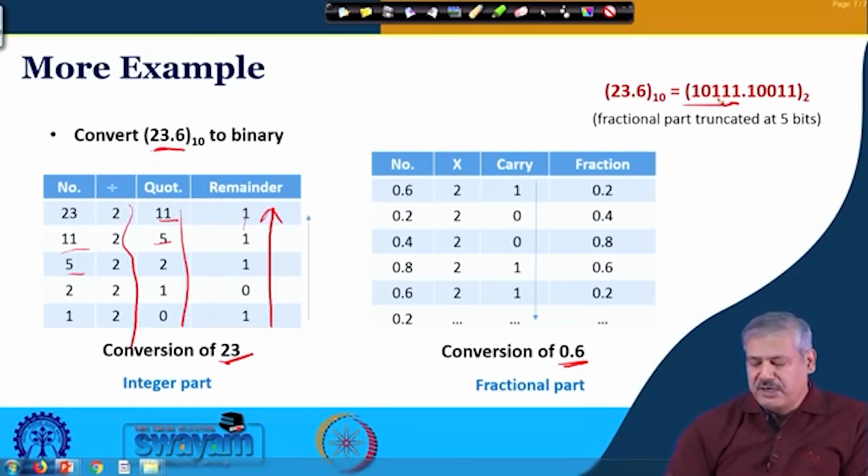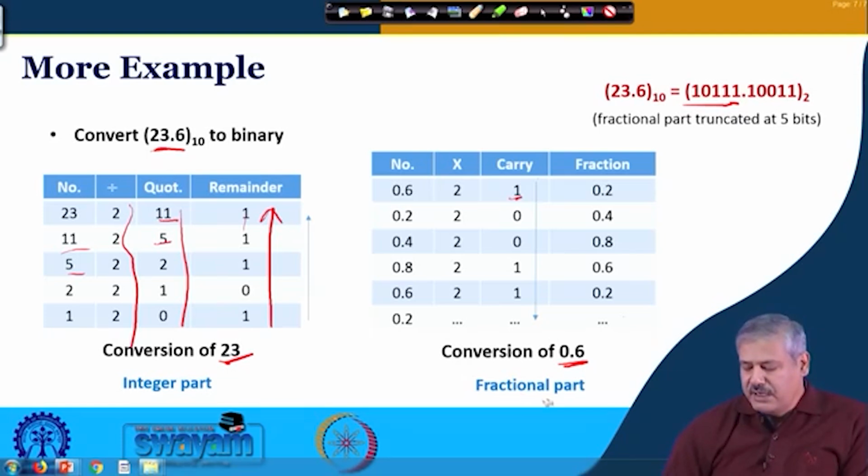And for the fractional part 0.6, we keep on doing the multiplication, and whenever there is a carry, that is, the value becomes more than 1, we note it here, and then we read it from top to bottom. And we see that the fractional part is not becoming 0, so it will go on giving some value. But in practical cases you will need to truncate it because only a finite number of bits are available to you in the realization.